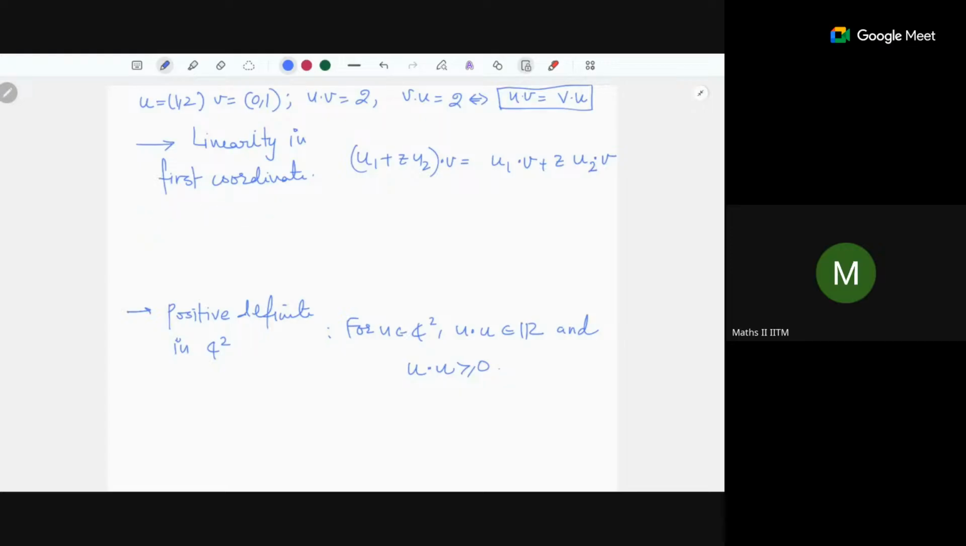So let's take u1 to be some u11, u12 and u2 to be some u21, u22 vector, and v to be a v1, v2 vector. Okay, and then you can do the rest of the computation and prove that the LHS is equal to the RHS. The rest of the computation is, first you take u1 plus z u2, so that will give you (u11 plus z times u21, comma u12 plus z times u22).